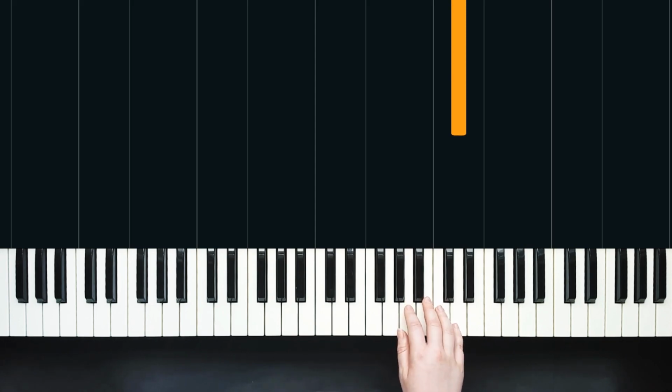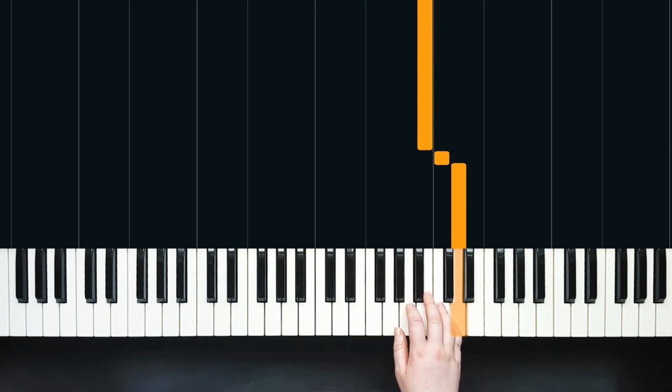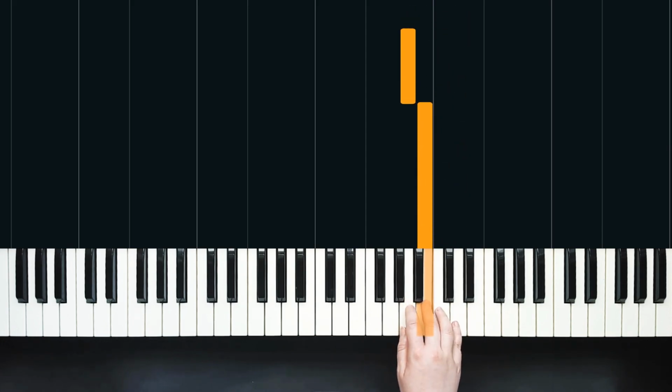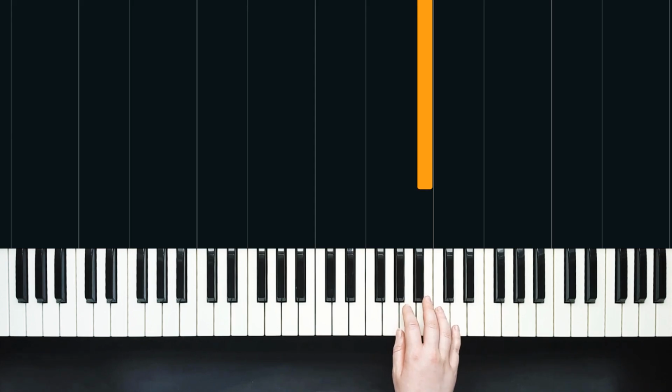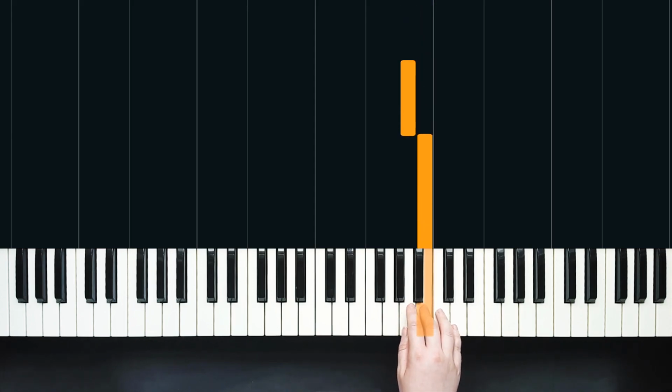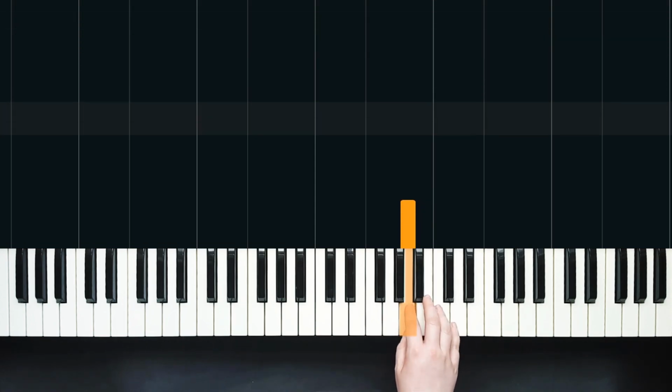When I go do it again, we'll just cycle it round. 1, 2, 3, 1, 2, 3, 1, 2, 3, 1, 2, and 3. 1, 2, and 3. So it comes on the and of 2. 1, 2, 3, 1, 2, and 3.